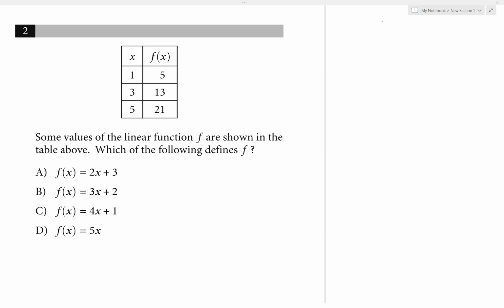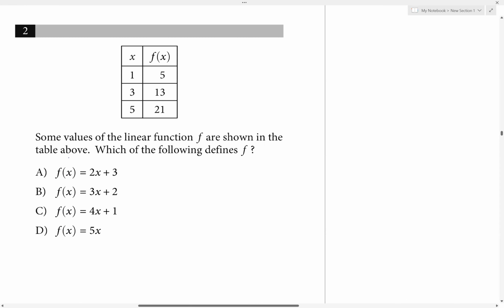So when x is 1, the y value should be 5. When x is 3, the y value should be 13, and when x is 5, the y value is 21. If you want, you can replace the f of x with y. They're the same thing. And f of x is function notation, so it has the same meaning.